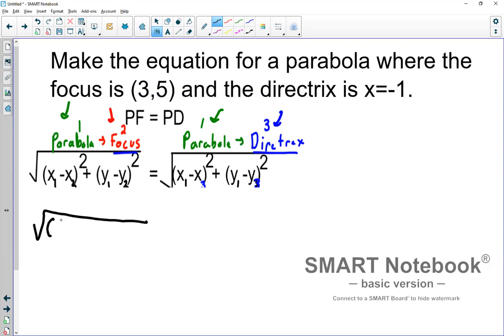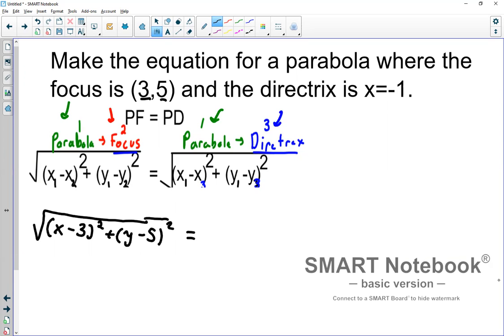So x1, I do not know what that is. So I'll put x. I still don't know what the vertex of the parabola is. Minus the x of the focus. Well, I do know what the x of the focus is in this case, which is 3, squared. Plus y1, again, that's the parabola's y. That means I don't know what it is, so I'm going to keep it as y1, or just y in this case. Minus y2. Now y2 is the y of the focus, so that happens to be 5 in this case, squared.